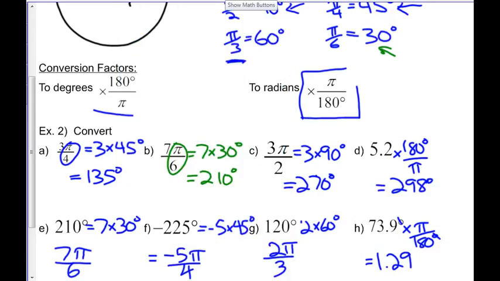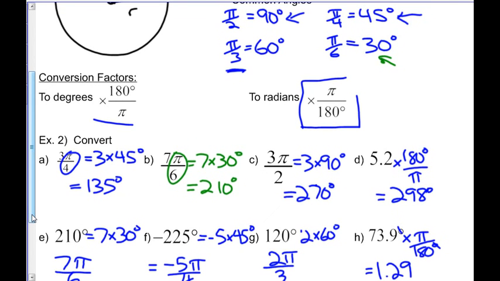So those are the basics of radian measure and how we're going to convert between radians and degrees. Whenever we've got special angles or multiples of special angles, we do it with as little work as we can get away with.